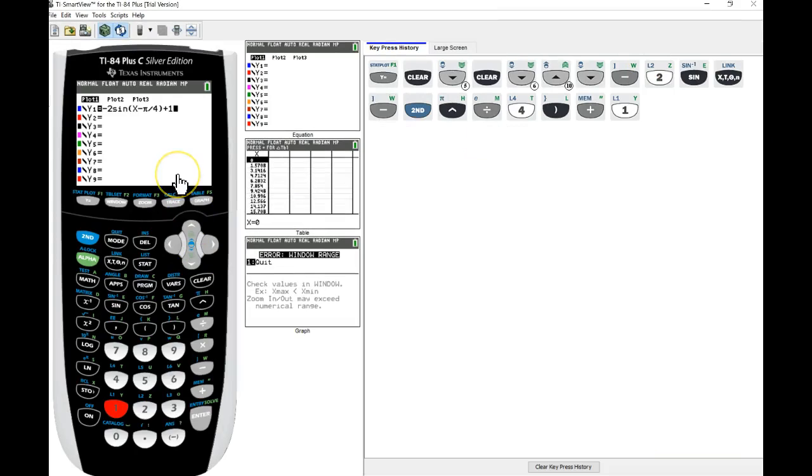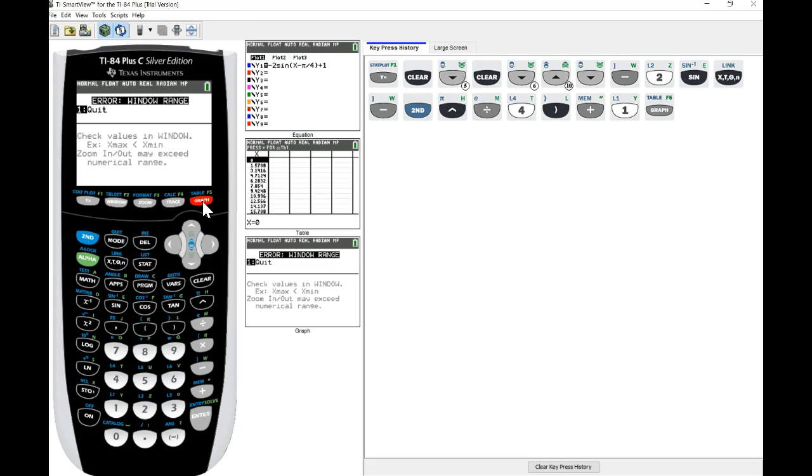Okay? And let's just hit graph and see what happens. Okay, I have an error. It says window range. So if I get a window range error, the place I need to look is at my viewing window. In fact, it tells me check values in window. For example, the x max might be less than x min.